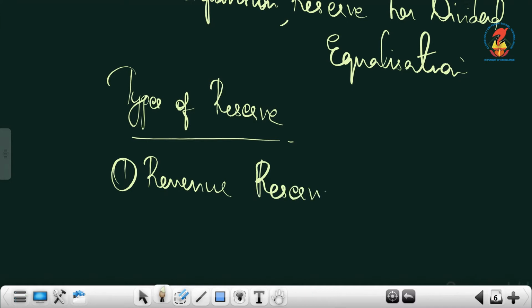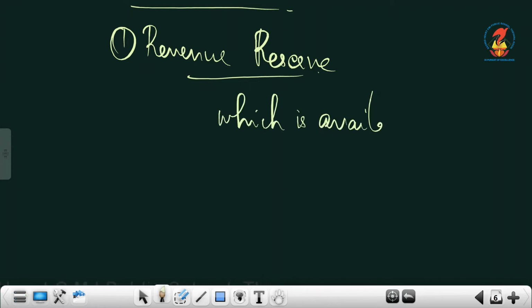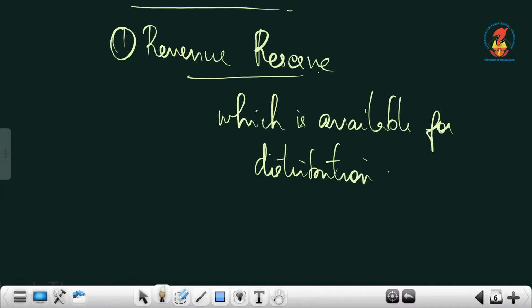Types of reserve we have, like revenue reserve. Revenue reserve means again it is a reserve which is created by keeping aside some amount out of profit which is available for distribution as dividend. This is the meaning. You are keeping it aside out of profit that is available for distribution as dividend.